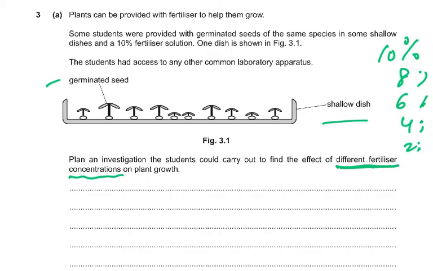You can't leave it for a short while, for hours. Then you would measure the height and compare the height. How would you measure growth? You could have said height, you could have said mass, or height at the start and the end. Then at least 3 concentrations, and they would all be less than 10%. You can't make it more than 10%. You've been given a 10%, so it has to be 8, 6, 4, 2.